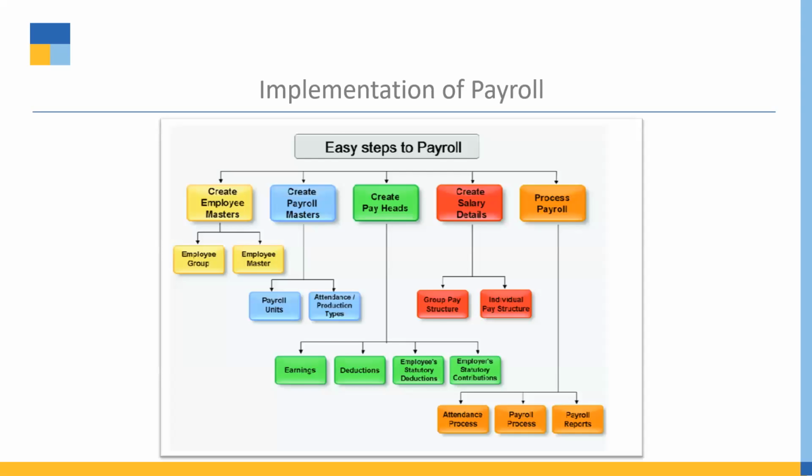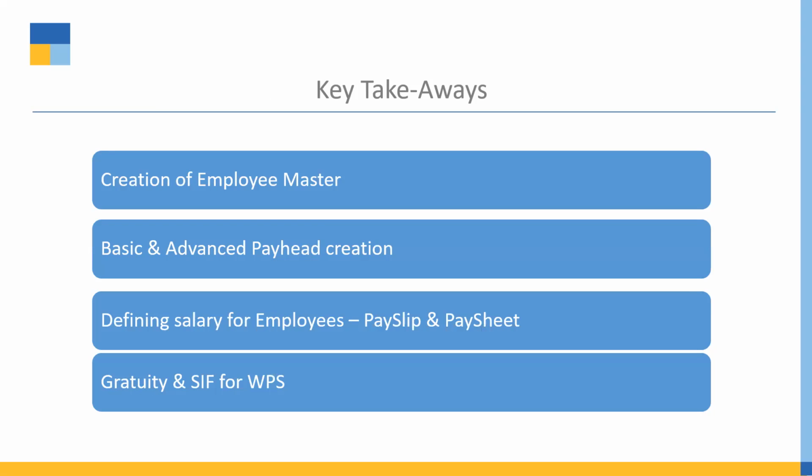Okay, how are we doing the implementation for payroll. First of all, we'll create the employee masters, then we'll create the employee group and employee master, and we'll go to create the payroll master. So it's the complete structure of how we process payroll, and under the particular pay heads, how we define them and create the salary part. Okay, so now we'll see how to create the masters.